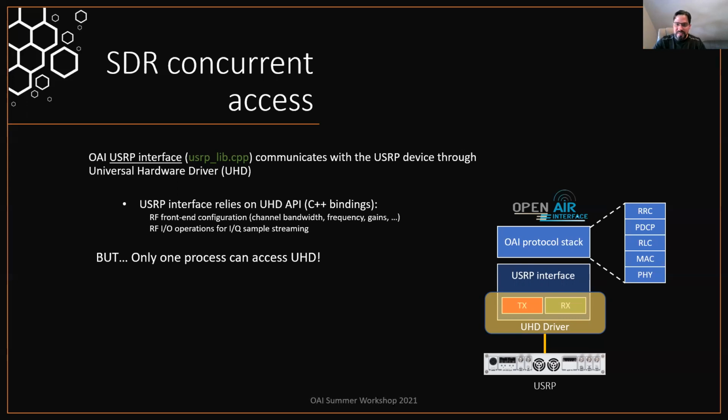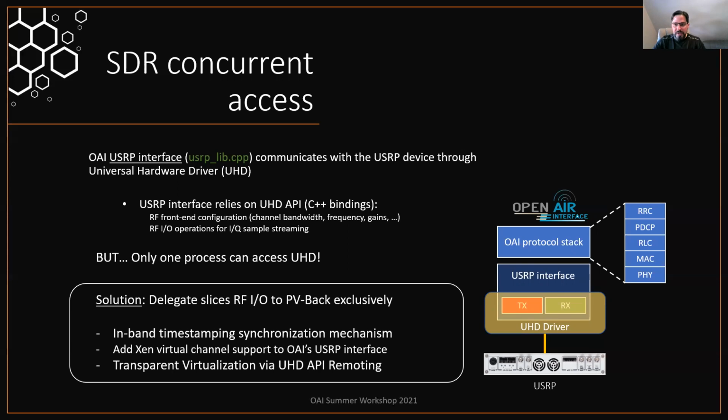Running multiple slice stacks concurrently means that several OAI protocol stacks must access the SDR at the same time. But since only one process can access UHD at a time, we are hitting a roadblock. To tackle that issue, we offload the slices' RF I/O to the Xen control domain. This requires an in-band synchronization mechanism in PV Back that handles subframe timestamps without any coordination with the slices.